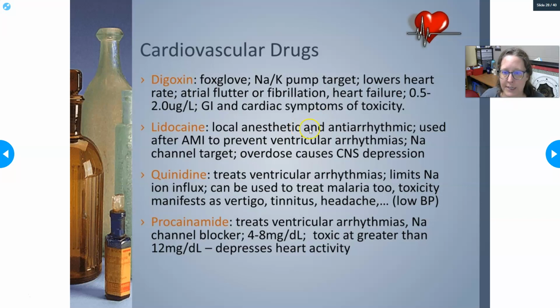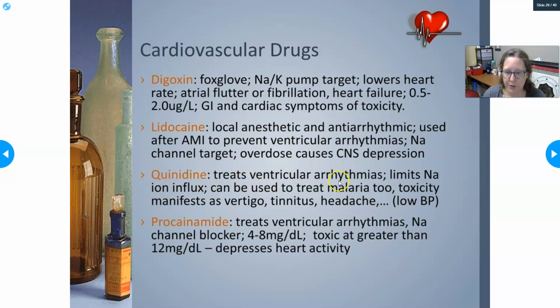Lidocaine is a local anesthetic and an antiarrhythmic. It is used after an acute myocardial infarction to prevent ventricular arrhythmias. It is a sodium channel target, and overdoses will cause central nervous system depression, or like a coma, if you will, and lower breathing rate and lower heart rate.